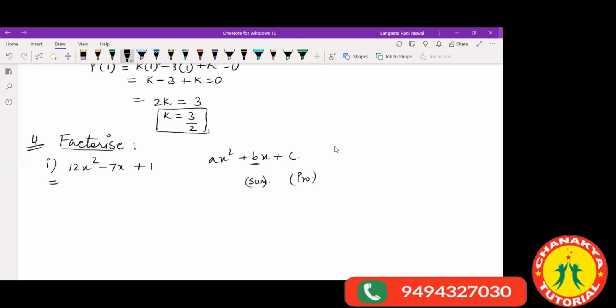Isn't that so? How do you find it? The sum of zeros alpha plus beta is minus b by a and alpha into beta is c upon a. You remember this?